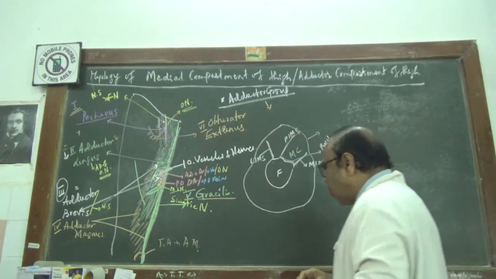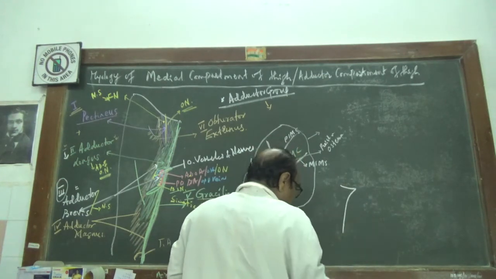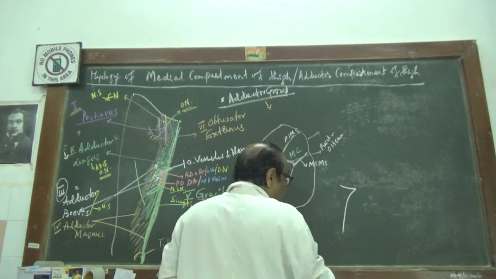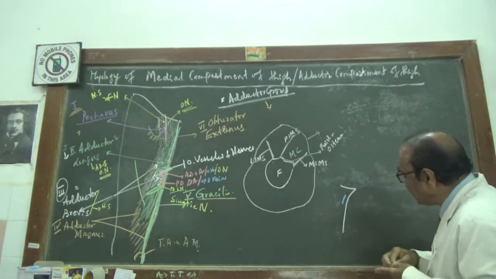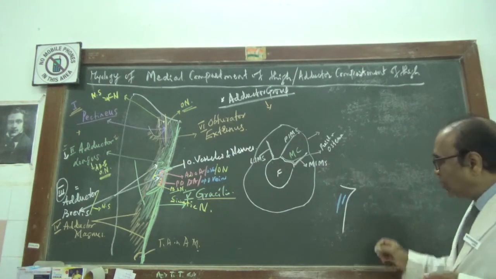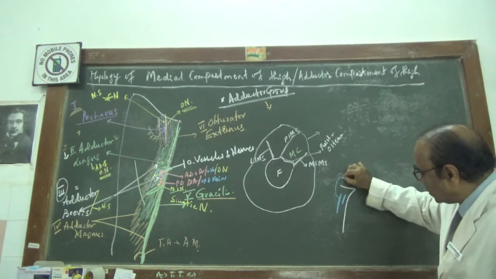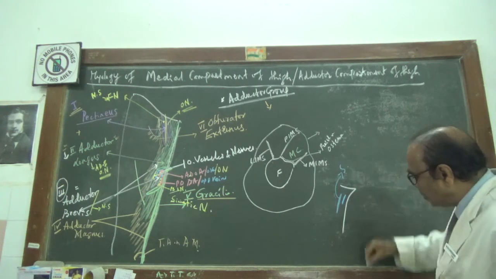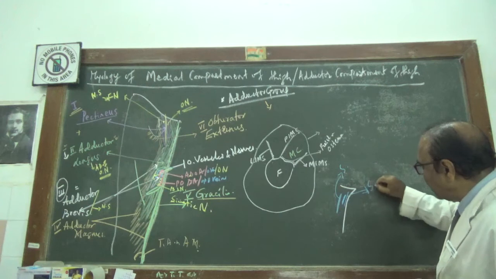and gets inserted behind the insertion of the sartorius on the upper medial surface of the tibia, keeping in front the insertion of the sartorius and keeping behind the insertion of the semitendinosus.